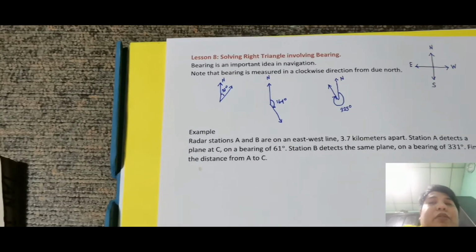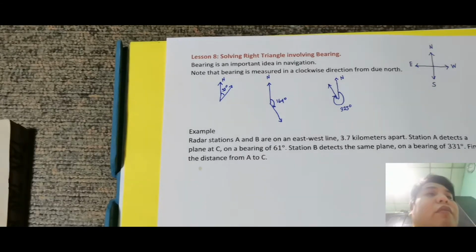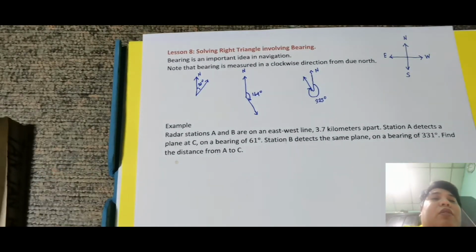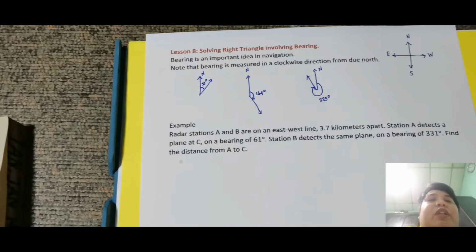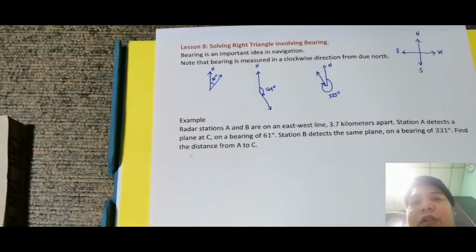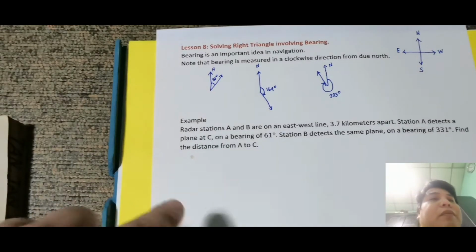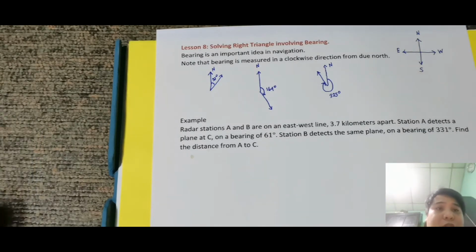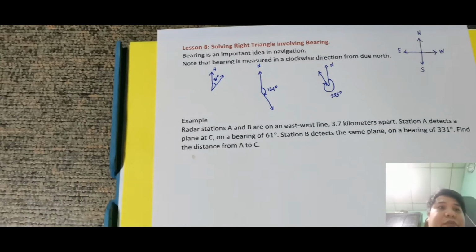Ngayon i-apply natin siya in solving right triangles para mas maintindihan natin paano siya i-solve. Let us have an example. Radar stations A and B are on an east-west line. Meaning kung meron tayong north and south pole, nasa east si radar station A, nasa west si radar station B, 3.7 km apart.